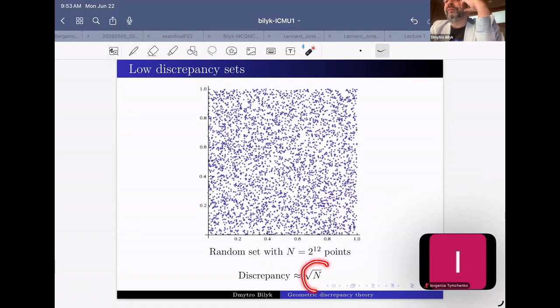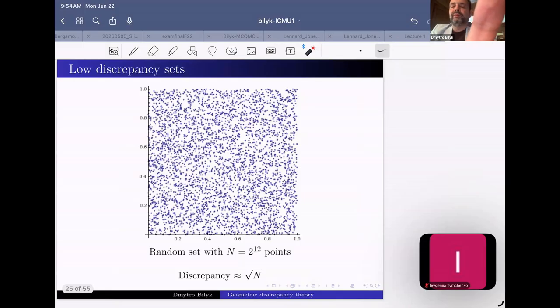Actually, random points don't work as well. For random points, discrepancy will be much larger, on the order of the square root of n. You can actually see from the picture, and it's not hard to prove, that you're likely to get large gaps or some clusters if you use IID random points.